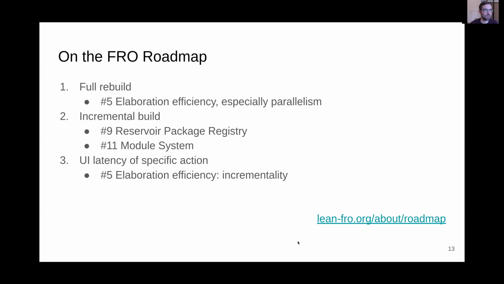Yeah, and going further, as to incremental builds, so the average case for users, there is the Reservoir package registry, which you might have heard is one of the plans is to have it provide cloud cache and cloud build, not just for Mathlib, but for other packages as well. So that is one way we can improve incremental builds for other users as well, and also improve upon the current caching logic, the caching infrastructure of Mathlib, to make that even easier and work out of the box.